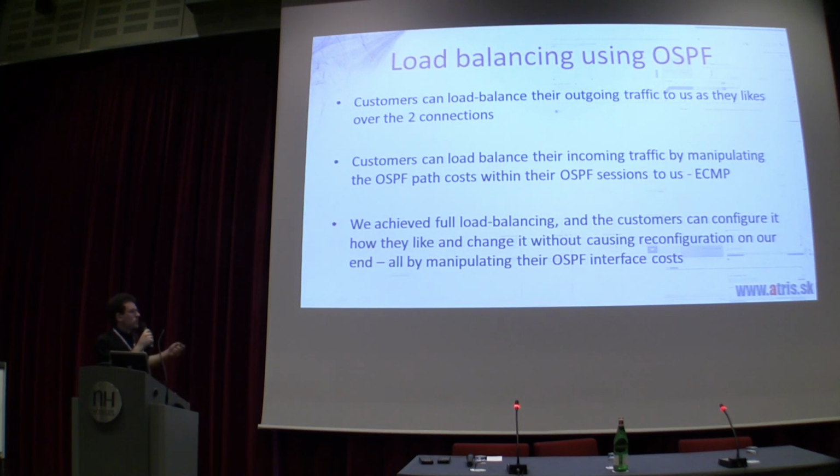We don't even have to do anything. They can use ECMP if they want. So if the costs for both links are the same, ECMP will automatically route packets, 50% over one link, 50% on the other link. And this is really advantageous because we achieved full load balancing for the incoming and for the outgoing connection, and the customer can configure the load balancing how they like and change it without causing reconfiguration on our end. So the customer can actually have full load balancing or have only failover.